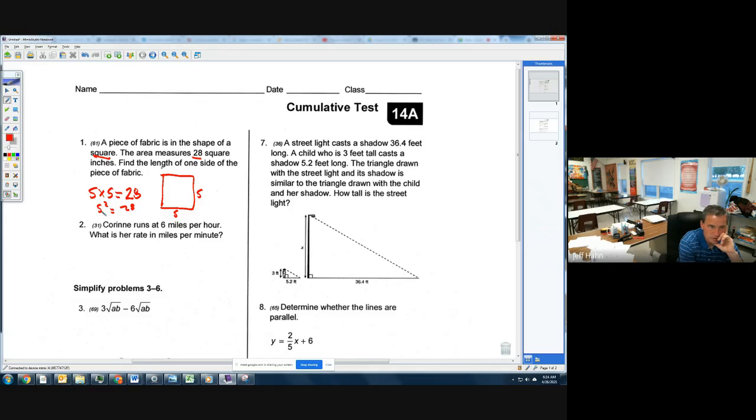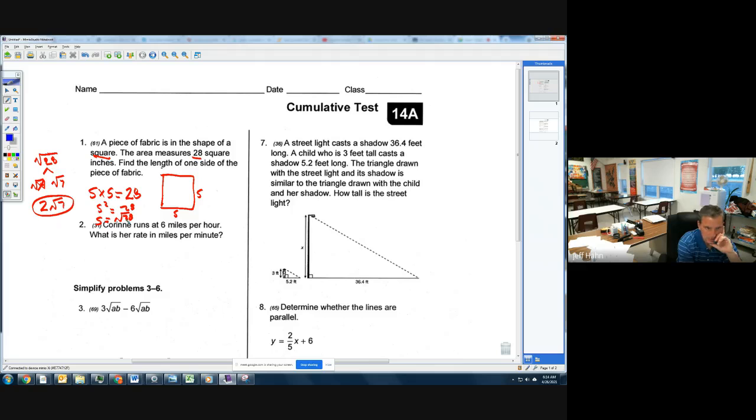Now, if I want to find just one S, you can kind of think of the opposite. The opposite of squares is square root. So just one S equals the square root of 28. Now, the bad thing about the square root of 28 is that it is not simplified. You can break down the square root of 28 into the square root of 4 times the square root of 7. And the square root of 4 is 2. So your answer is 2 times the square root of 7. That's what one side length would equal.